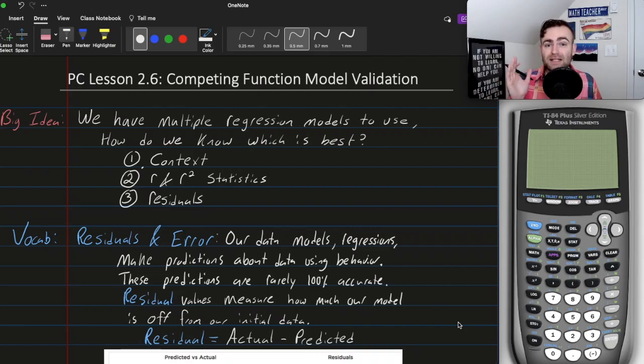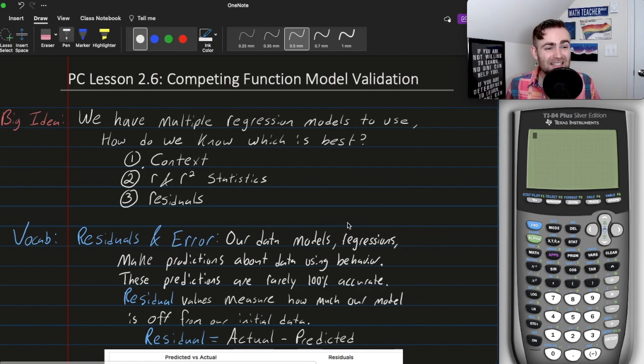Welcome everyone to lesson 2.6 from Precalculus, which is all about competing function model validation. What that essentially means is that we've learned a lot of different ways to do regression. We've learned a lot of different models for regression. How do we know which model is most appropriate to use? So, without further ado, let's get started.